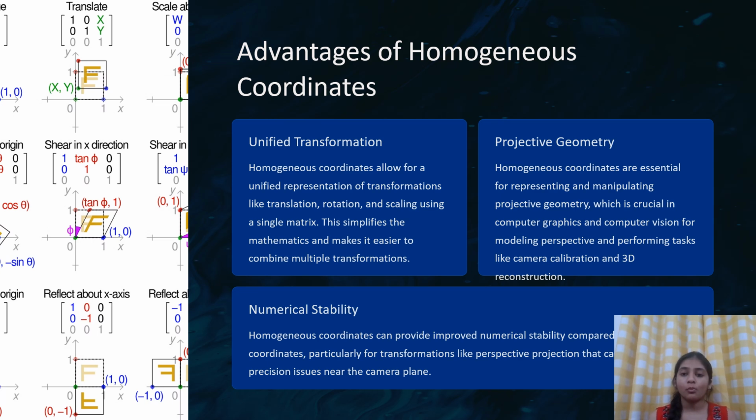Projective geometry. Homogeneous coordinates are essential for representing and manipulating projective geometry, which is crucial in computer graphics and computer vision for modeling perspective and performing tasks like camera calibration and 3D reconstruction. Numerical stability. Homogeneous coordinates can provide improved numerical stability compared to regular coordinates, particularly for transformations like perspective projection that involve precision issues near the camera planes.